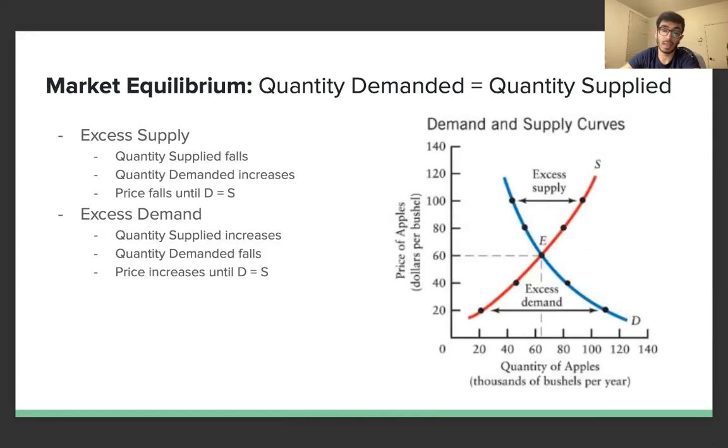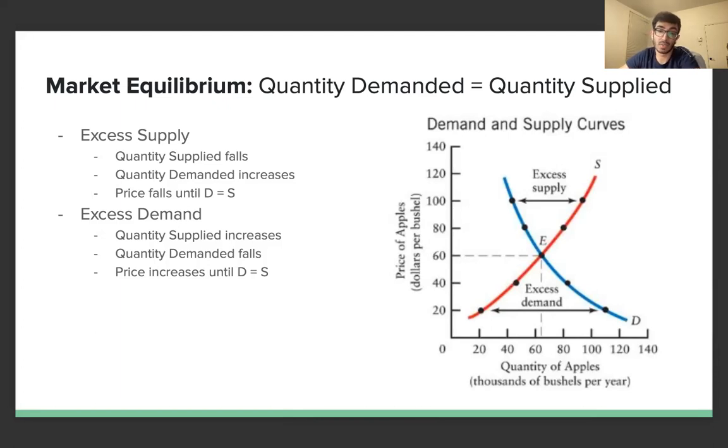Okay. And then market equilibrium is when quantity demanded is equal to quantity supplied. And that happens when the demand and the supply curve intersect. So now let's assume we know where the point intersects, but we're not at that price point. And let's see what happens and why this is called an equilibrium.